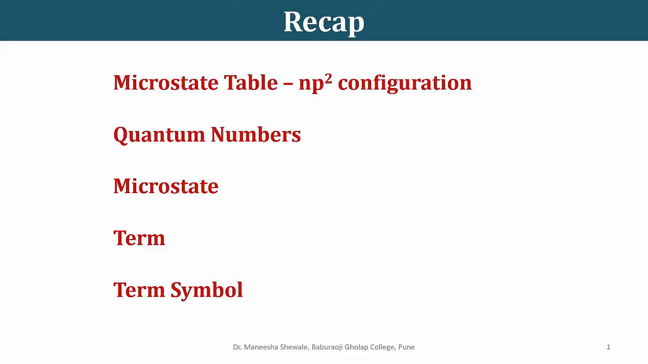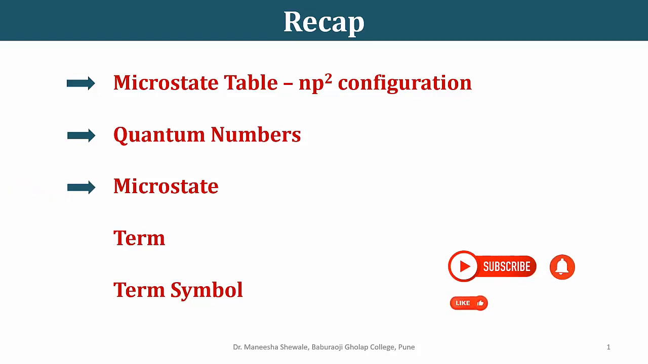Today we will learn how to construct the microstate table for the np3 configuration. In the earlier video we have studied about the np2 configuration. We began with what the different quantum numbers are, then what a microstate is and how we can represent the microstate, then what a term is and the representation of the term symbol.